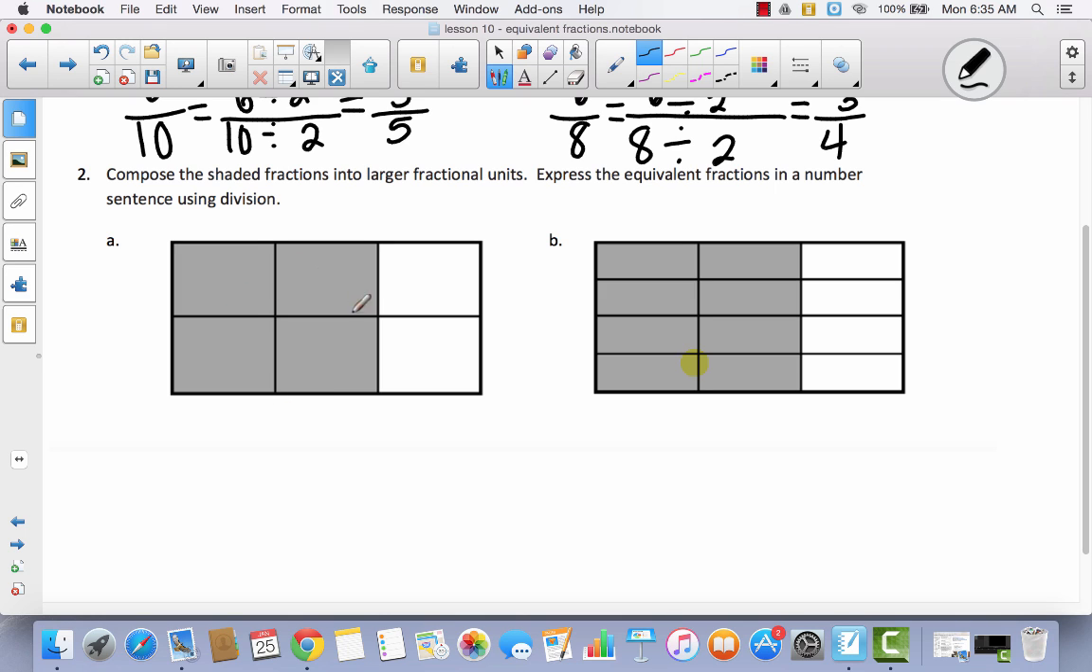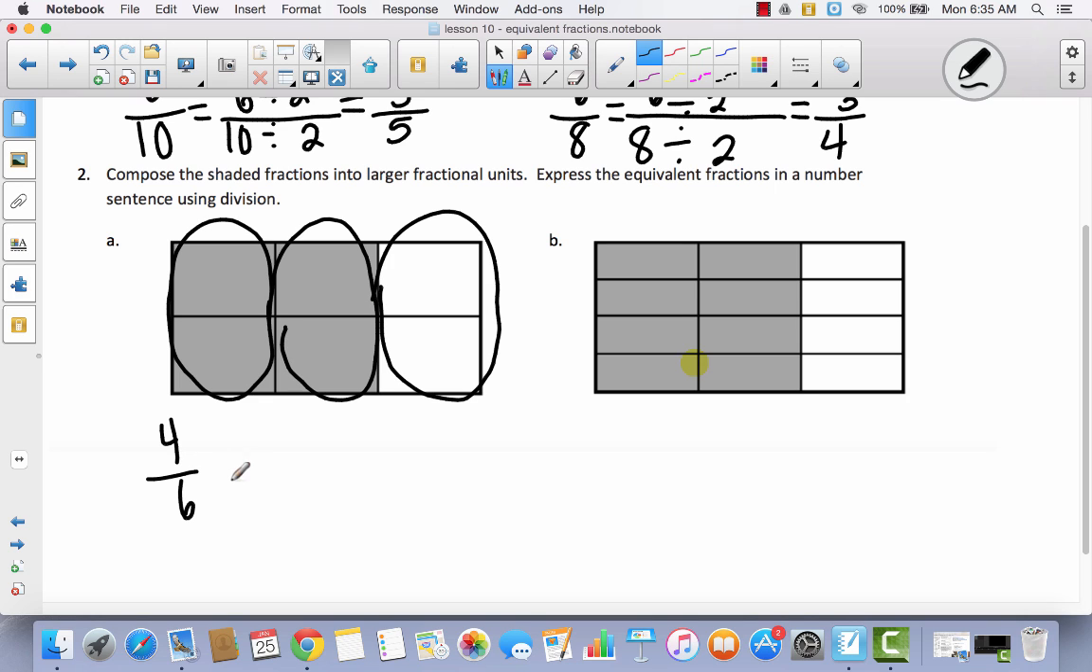All right, so I'm starting out with 4/6, and I'm seeing groups of 2 pretty easily. I can do 3 equal groups of 2. Because I'm putting these into groups of 2, I'm going to take my numerator and divide it by 2. I'm going to take my denominator and divide it by 2, and I get my new fraction, which is 2/3. 1, 2 out of 1, 2, 3.